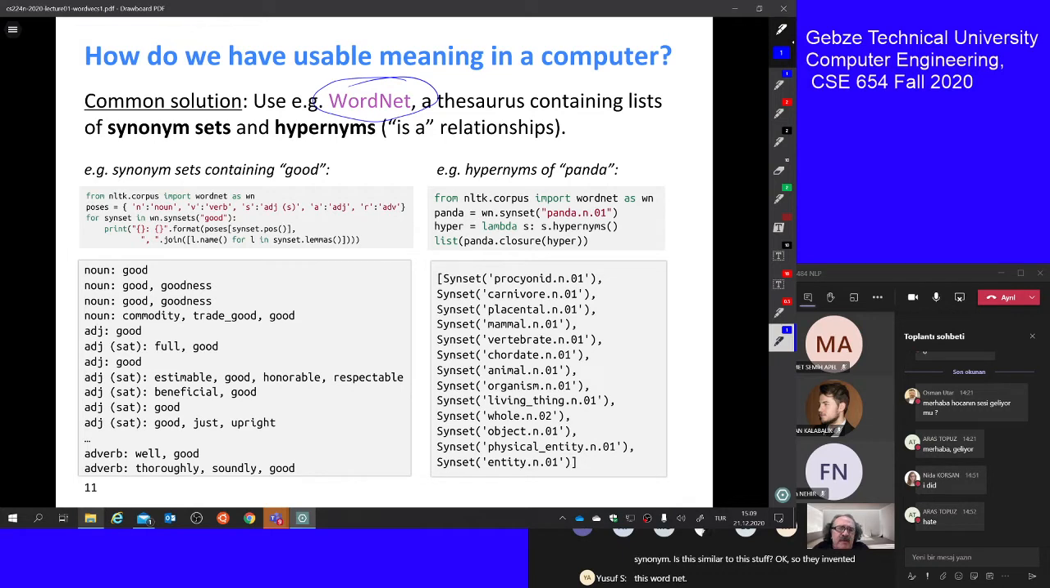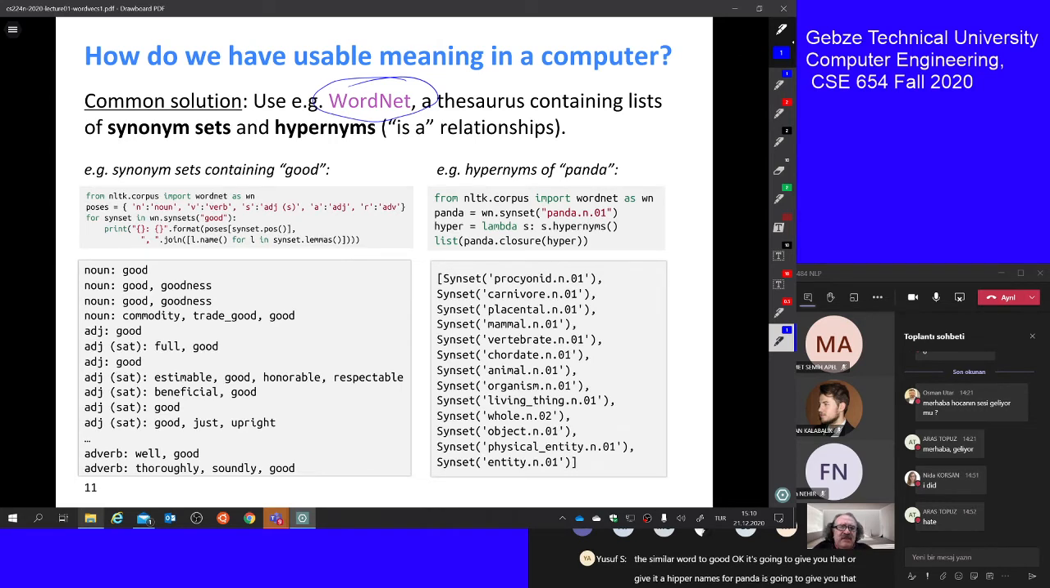WordNet is a human-built word data set. It has lots of relationships between the words. For example, what are the most similar words to the word good? Just tell me the similar words to good, and it's going to give you that. Or give me the hypernyms for panda, and it's going to give you that.